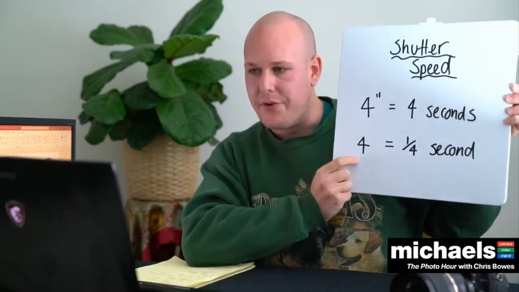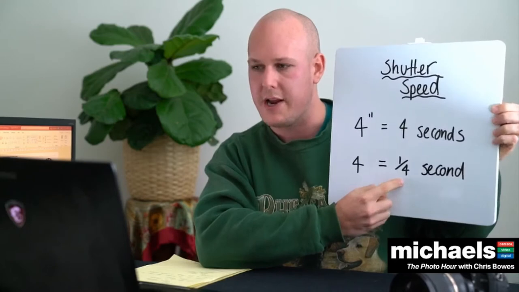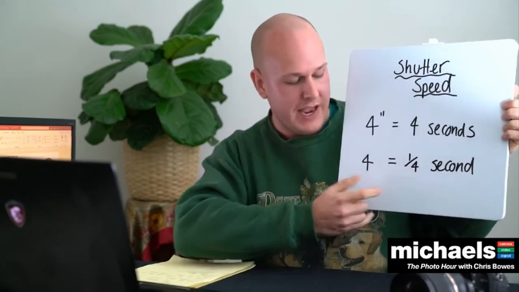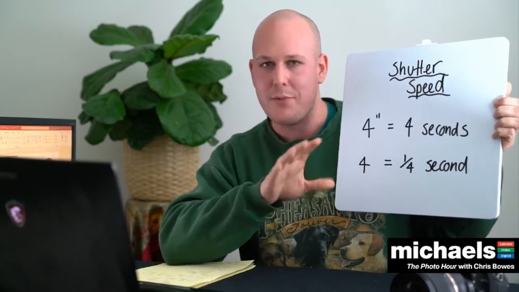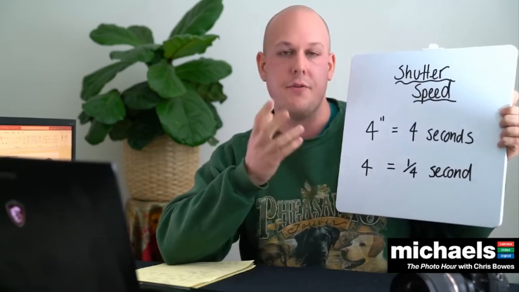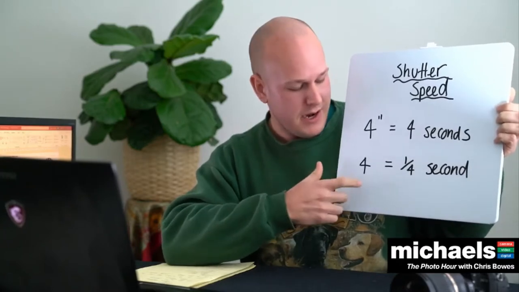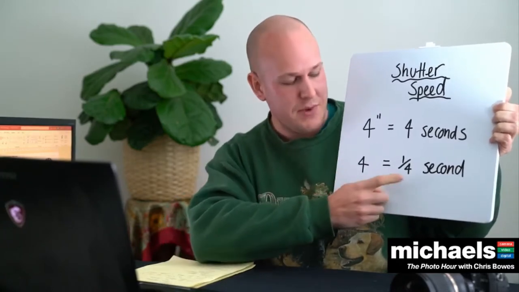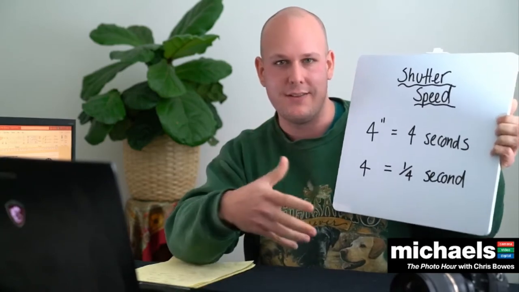The way that most cameras show shutter speed is they don't actually show you a fraction like I had in that graph there. They actually just show you a number. This varies slightly from camera model to camera model, so you may actually have fractions on your particular camera. But historically, a number 4 would actually mean a quarter of a second, or a number 8, an eighth of a second, and you get the idea.